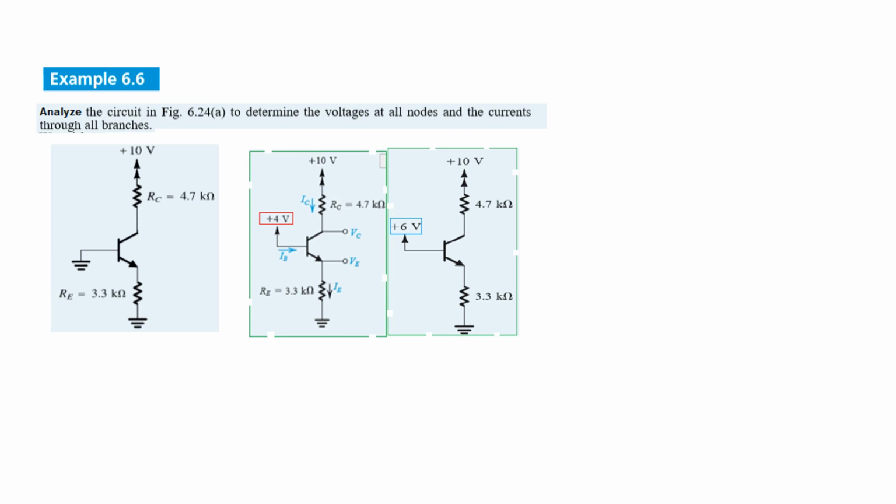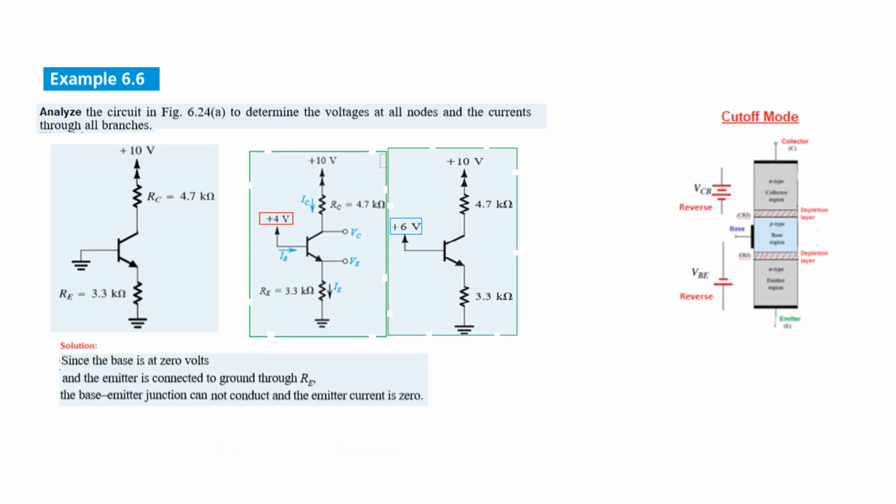Now the final example 6.6. Now this is the circuit, and just for comparison, these were the two that we already solved. In this case, the base is connected to ground. Now since the base is at 0 volts and the emitter is connected to the ground through RE, the base emitter junction cannot conduct, and the emitter current is 0. So there will be no current flowing through this.